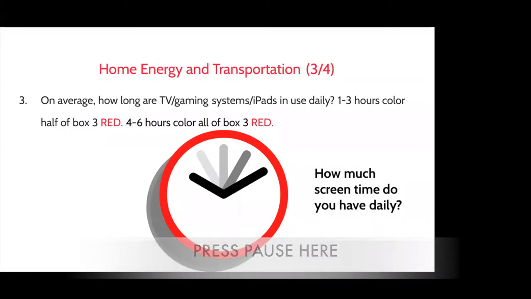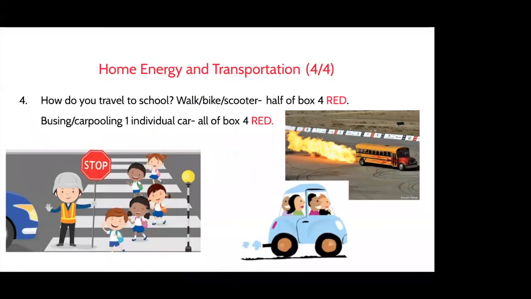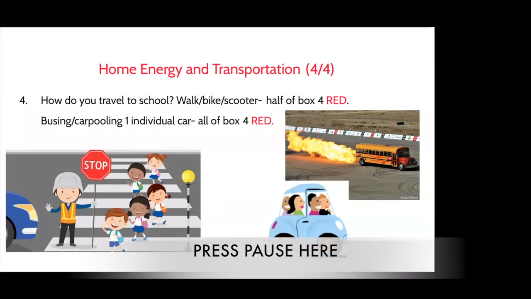Moving on to question four. This is the last question in the home energy and transportation category, so we're still using the red color. Number four says, how do you travel to school? If you walk, bike, or scooter, color half of box four red. If you take the bus, carpool, or ride in an individual car, color all of box four red.